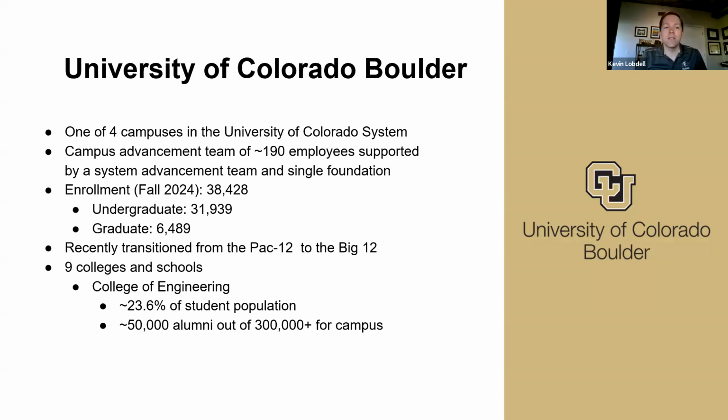We're approaching 40,000 students, roughly 32,000 undergrads, 6,500 graduate students. In the athletic space, we recently transitioned from the Pac-12 to the Big 12, and we have 9 colleges and schools, the College of Engineering and Applied Science being one of them. Our college is nearly 24% of the overall student population. We've had pretty significant growth in engineering over the last 10 years or so. And then we have an alumni population of roughly 50,000 out of the 300,000 plus for the campus.